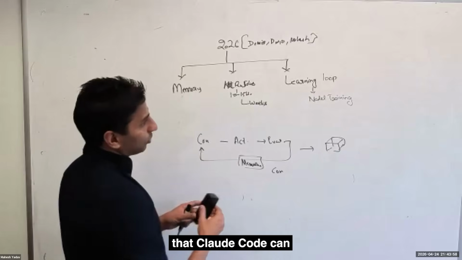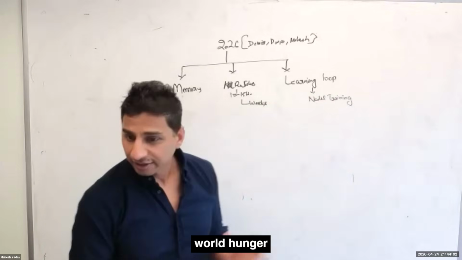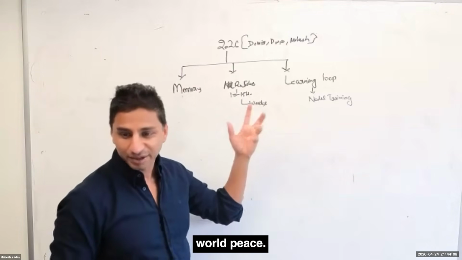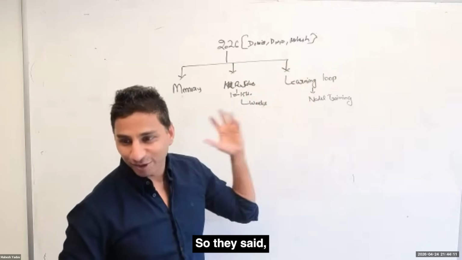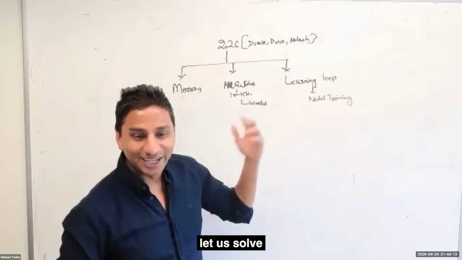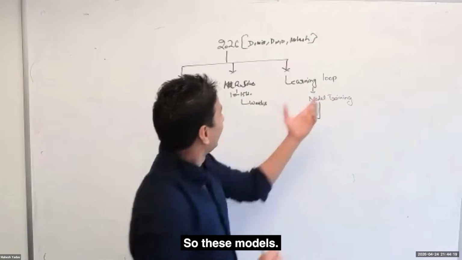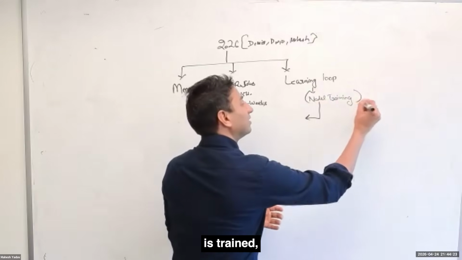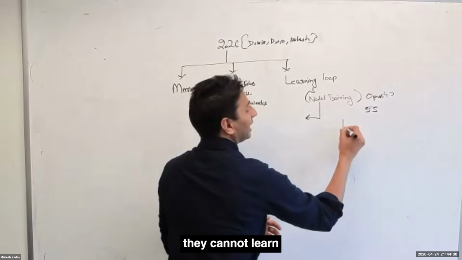People are saying that Claude Code can go and solve world hunger or world peace. Yesterday I heard world peace. I think peace is becoming more important than hunger these days. So they said, okay, if we have to solve for something, let's solve for world peace. So these models, the learning loop, after the model is trained, even Opus 4.7 or GPT 5.5, they cannot learn after that.